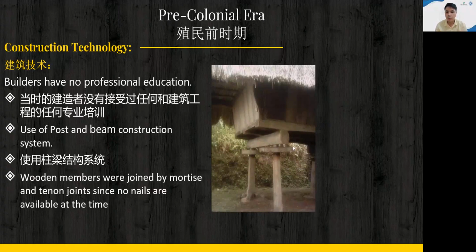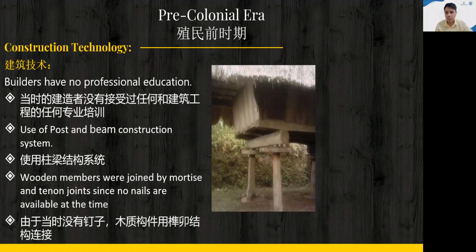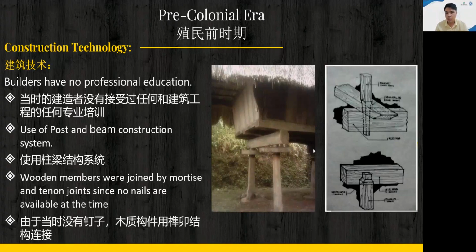Next, the wooden members are connected by mortise and tenon joints since no nails were available at that time. This is a typical connection used by the pre-colonial dwellings. Since no nails are available, they rely on complex jointing techniques such as this one.